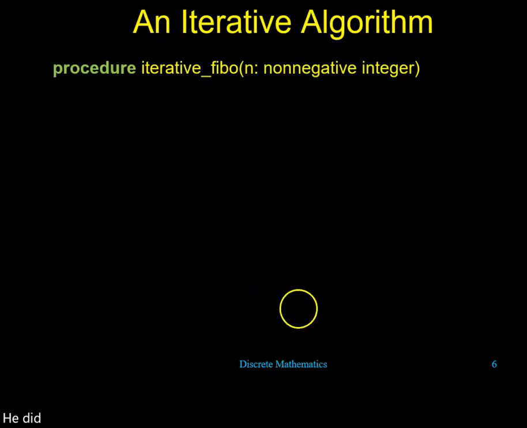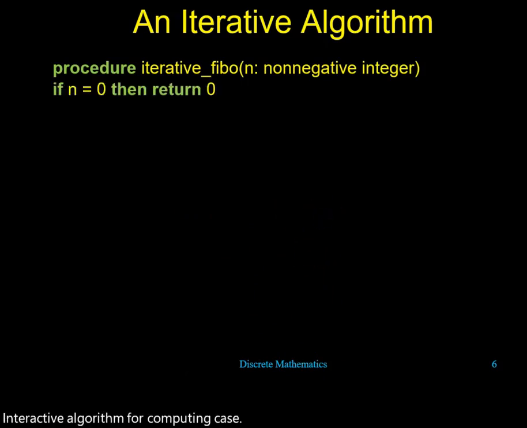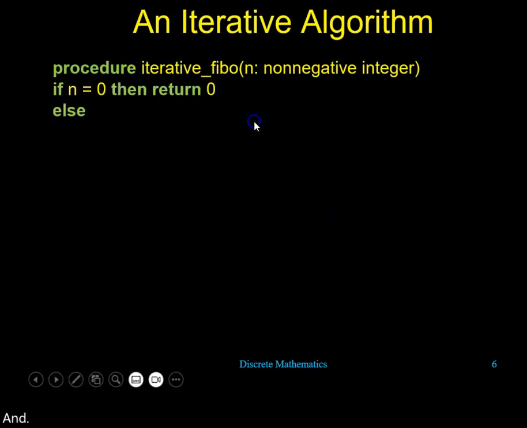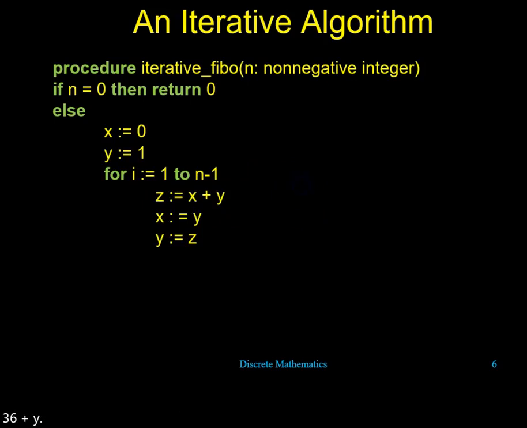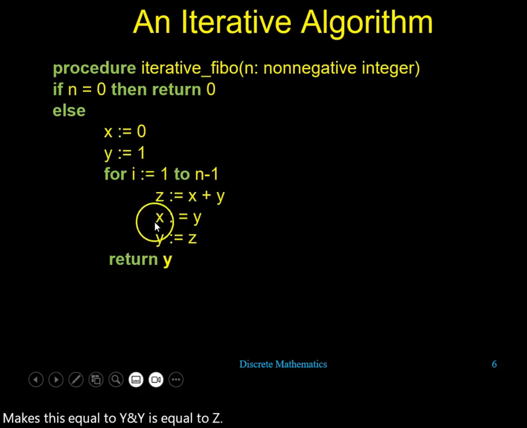An iterative algorithm for computing Fn. If n is 0, then return 0, else x equals 0, y equals 1, for i from 1 to n minus 1: z is x plus y, x is equal to y, and y is equal to z. This is the action of the for loop. Return y.